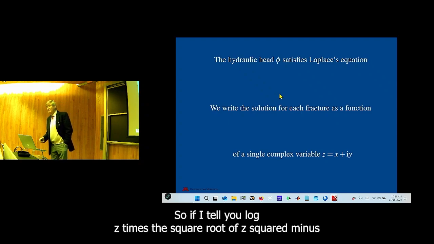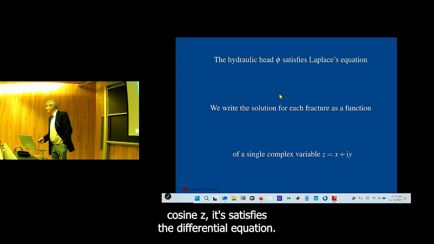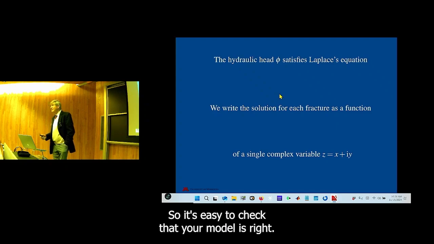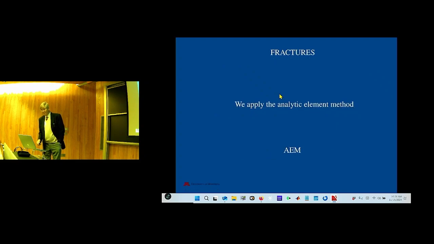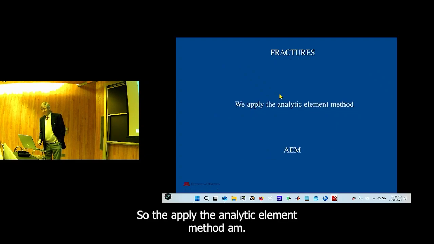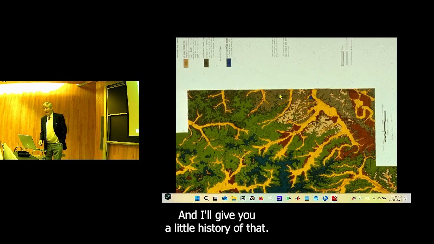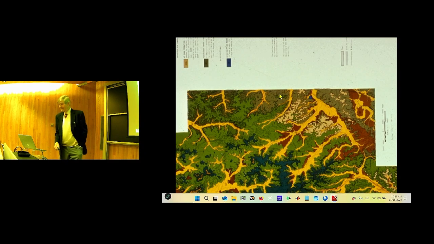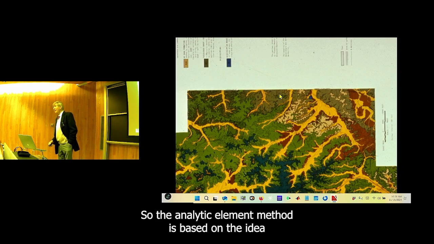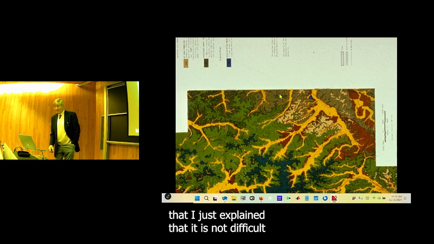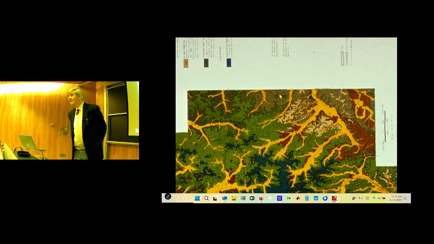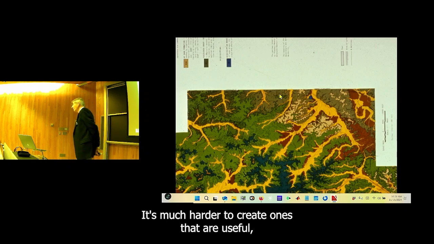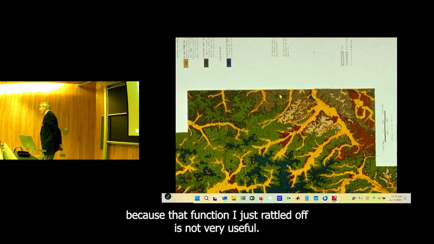So if I tell you log z times the square root of z squared minus cosine z, it satisfies the differential equation. So it's easy to check that your model is right, and there's another way to check it graphically that I'll show you as well. So we apply the analytic element method, AEM, and I'll give you a little history of that. So the analytic element method is based on the idea that I just explained, that it is not difficult to create functions that satisfy the differential equation. It's much harder to create ones that are useful, because that function I just rattled off is not very useful.